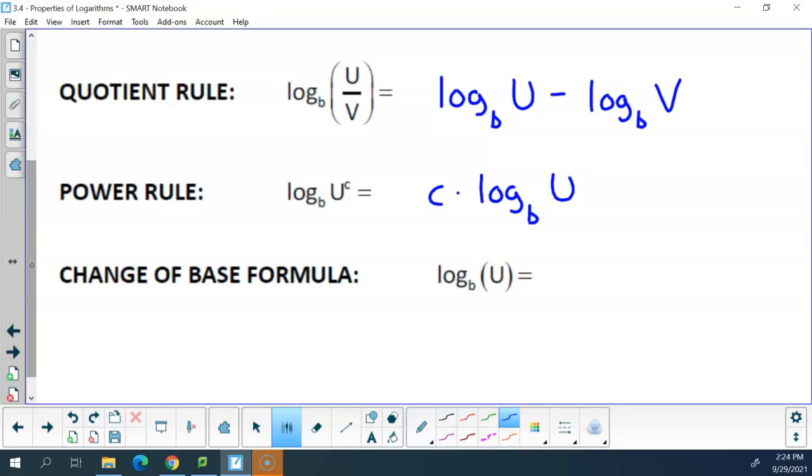And the change of base formula says that if we want to evaluate log base b of u, okay, if u is a power of b, we can do it without a calculator. But if it's not, we need the change of base formula. And that basically says that we take the common log, log base 10 of u, and we divide it by log base 10 of b. If you're not a fan of the common log, then you can use the natural log.